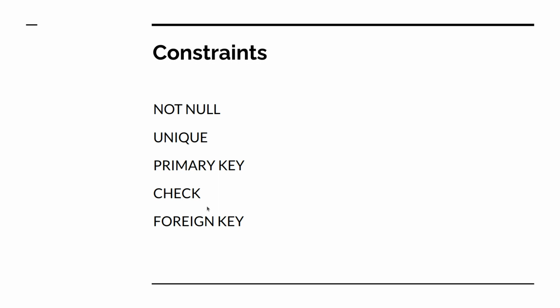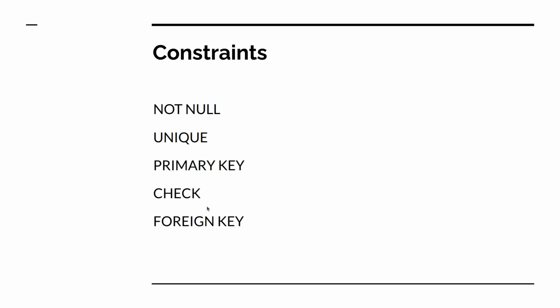Okay, now the next constraint is check. The check constraint ensures that the data must satisfy a boolean expression. Okay, and another constraint is foreign key. A foreign key ensures a value in a column or a group of columns from a table exists in a column or group of columns in another table. Unlike the primary key, a table can have many foreign keys.